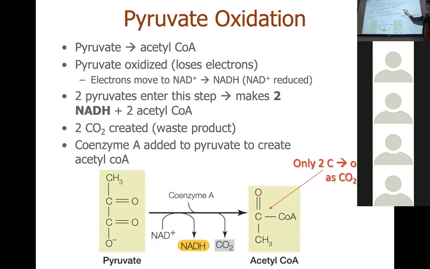So we're making 2 NADH, 2 acetyl-CoA, and we actually have CO2 as a waste product here. So this is part of the carbon dioxide waste that is an output of respiration. If you think back to the big picture reaction of respiration, there's 6 CO2 that are eventually released. Here we get 2 of them.